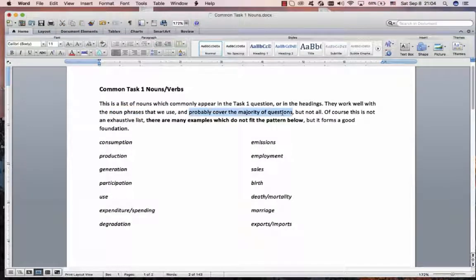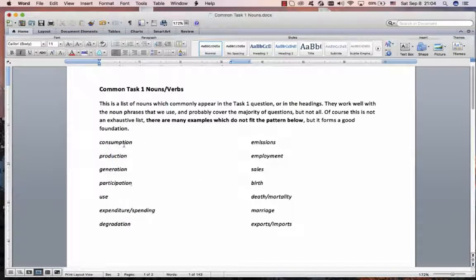Probably cover the majority of questions, but not all, please. Of course, this is not an exhaustive list. That means complete. There are many examples which do not fit this pattern, but this is a good way to start. A lot of noun task 1s talk about consumption, production, generation, participation, all of these. I won't go through them all.